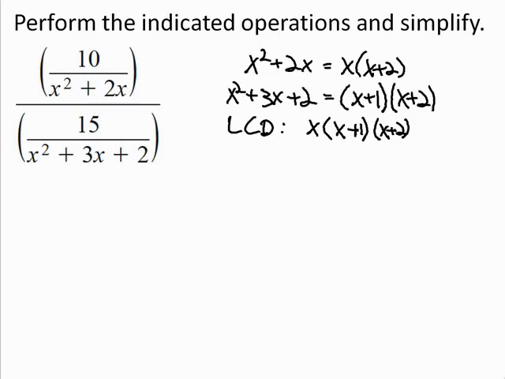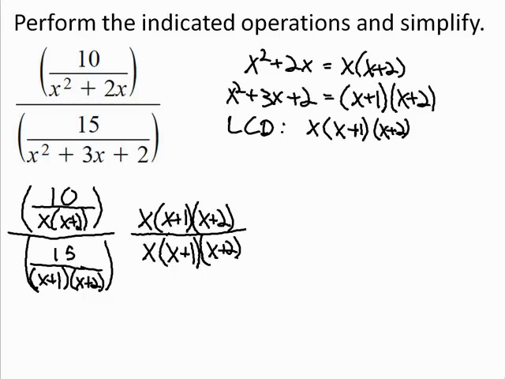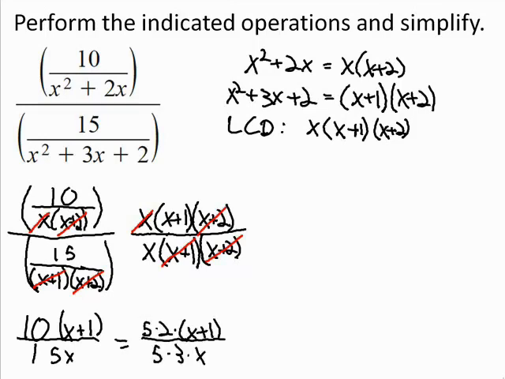Multiply both the numerator and denominator by the least common denominator. In the numerator, the x's and the x plus 2's cancel out. And in the denominator, the x plus 1's and the x plus 2's cancel out. You are left with 10 times the quantity x plus 1 divided by 15x. 10 factors into 5 times 2, and 15 factors into 5 times 3. There is a 5 in the numerator and denominator, so they cancel out. You are left with 2 times the quantity x plus 1 divided by 3x.